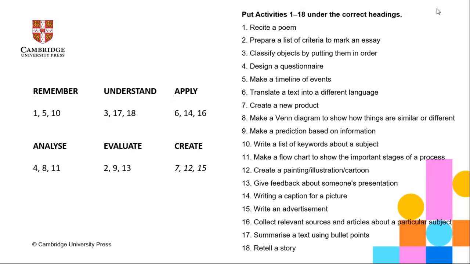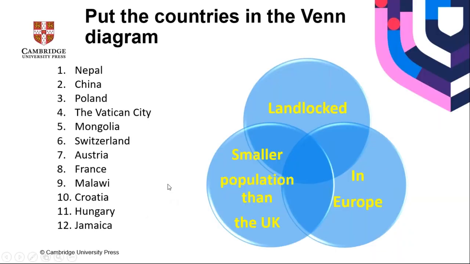Evaluate, prepare a list of criteria to mark an essay, make a prediction based on information, and give feedback about someone's presentation. Create is create a new product, create a painting, illustration, cartoon, and write an advertisement. So creative tasks seem to be easier than, for example, analytical or evaluation tasks. But they look easier at the first glance, but actually to create something, students need to have a lot of background and to be able to evaluate and analyze and apply what they've remembered and understood in order to create something new. Right, we will move on.